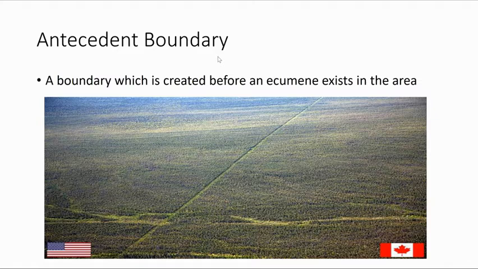This border between Canada and the United States makes a really good antecedent border, because when they made that border on the 49th parallel, and you can see where the 49th parallel is going off into the distance, even to some degree today, there's not a lot of people living right at that border. Since an ecumene did not exist, that's why it's called an antecedent boundary. Again, an antecedent boundary is a boundary that is created before there is permanent settlement in the area.